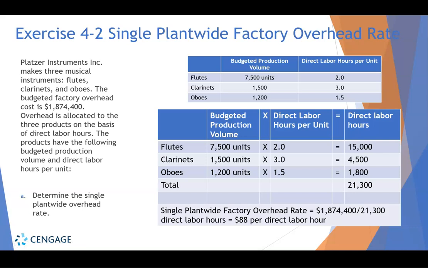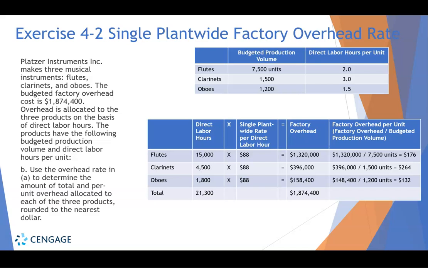So if we take that and we total it, the 7,500 times 2 hours for flutes is 15,000 direct labor hours. Clarinets, 4,500 direct labor hours. Oboes, 1,800. We total that, we've got direct labor hours of 21,300. So if we take the $1,874,400, divide that by the estimated direct labor hours of 21,300, we will come up with $88 per direct labor hour.